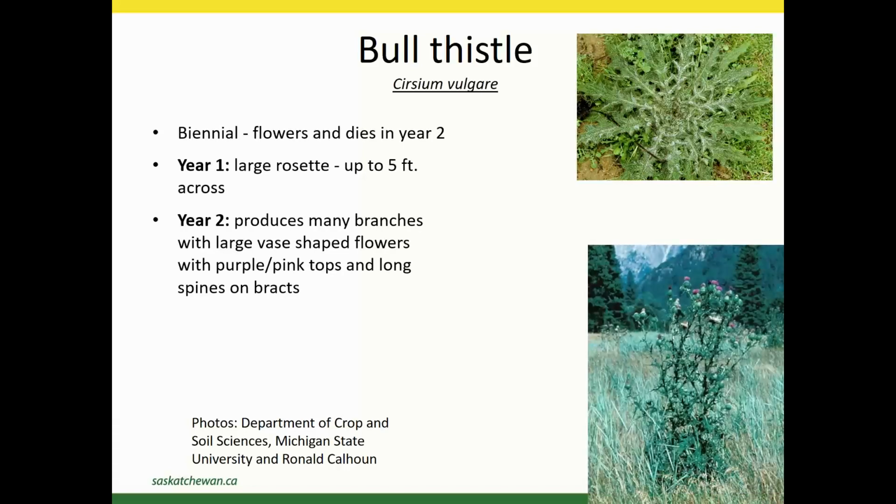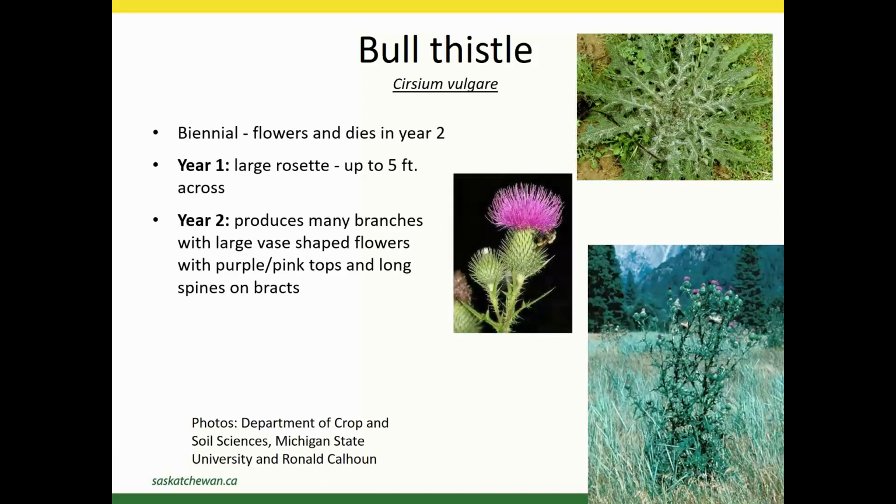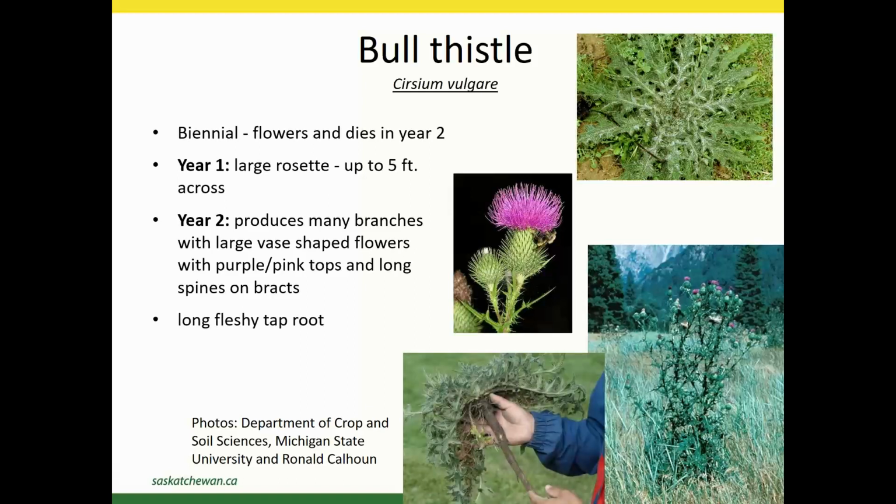In year 2, it'll produce aerial branches that are upright, and then also produce vase-shaped flowers, so a similar kind of egg-shape or vase-shape as things like the knapweeds and other thistles, with purple-pink tops, very similar to Canada thistle, and long spines on the end of the bracts of the bud. So it's a very nasty-looking flower bud. It has a long fleshy taproot, and that's how it survives from one year to the next. It stores all its energy in there for the first year and then uses all the energy up in the second year of growth.